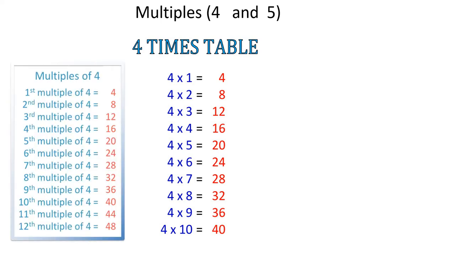If I want to ask you about the 6th multiple of 4, you have to find 6 times 4, which is 24. If I ask you about the 8th multiple of 4, when you skip count up to 8 skips, you have 8 times 4 equals 32, as you see here.